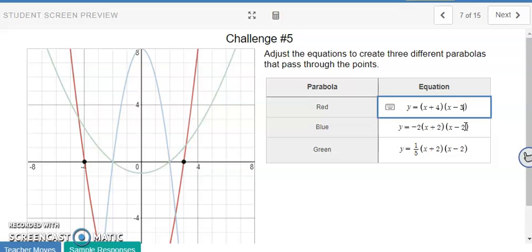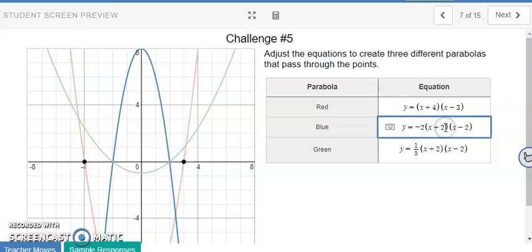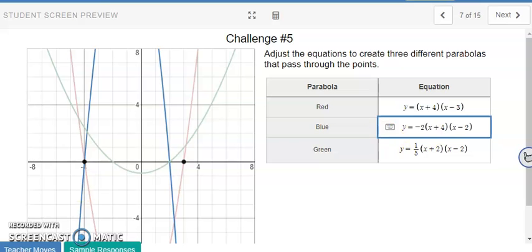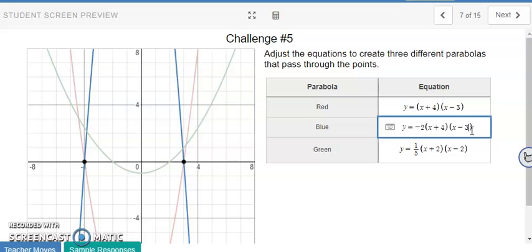For the blue graph, we're going down twice as fast. And again, we want to go through those same points. So it's curious, if I replace the 2 with a 4, you notice that it actually goes through that point. And if I replace the -2 with a -3, it also works. So even though the graph has a different a value, to go through the points -4 and 3, the parentheses actually end up being the same.